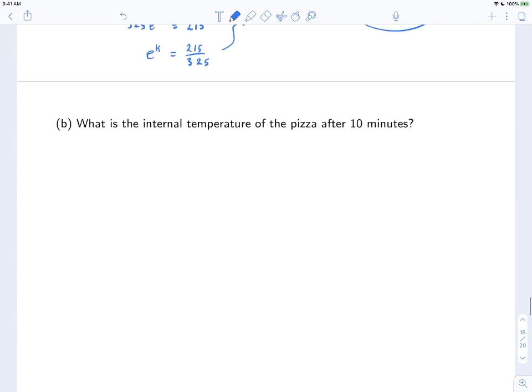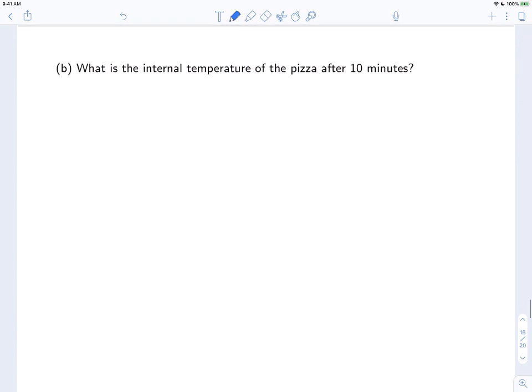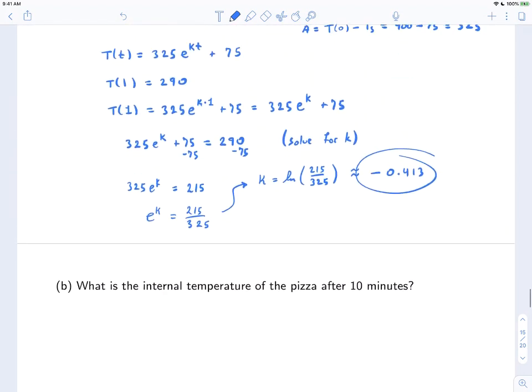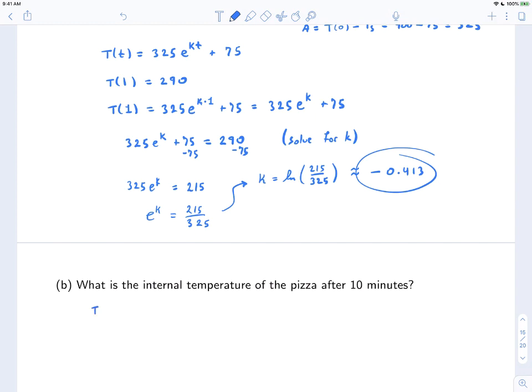Let's move on to part B of this problem. What is the internal temperature of the pizza after 10 minutes? Well, we have a formula right here: T after t minutes, the temperature after t minutes, is 325 times e to the k, but this is our value for k right here. So let's write minus 0.413 times t plus 75, like so.